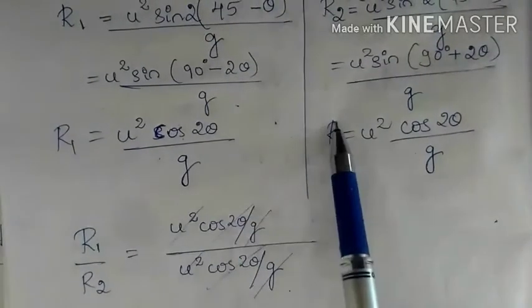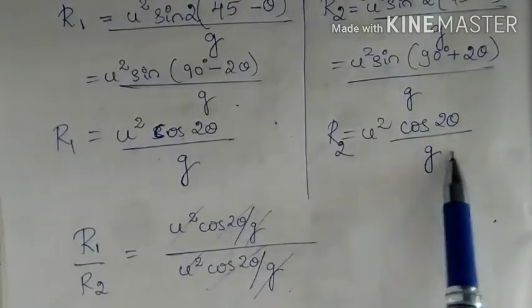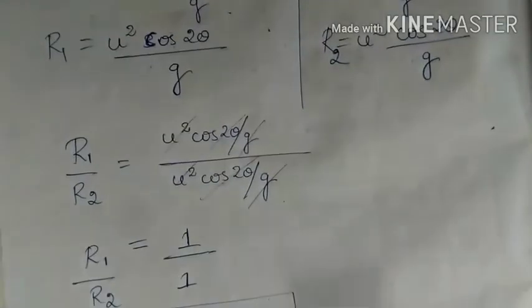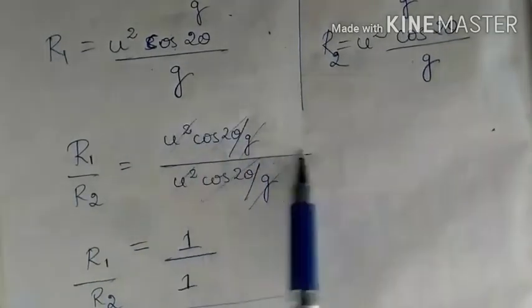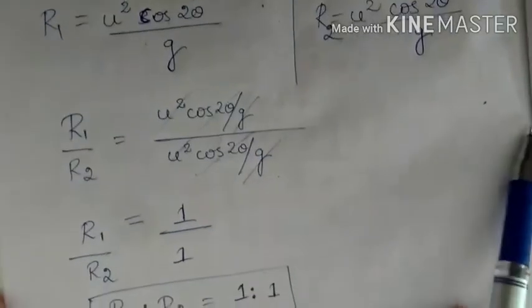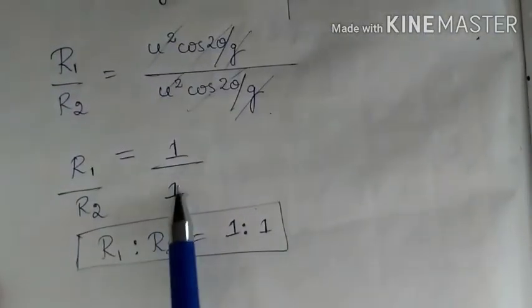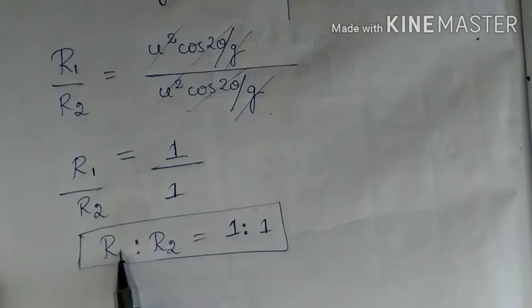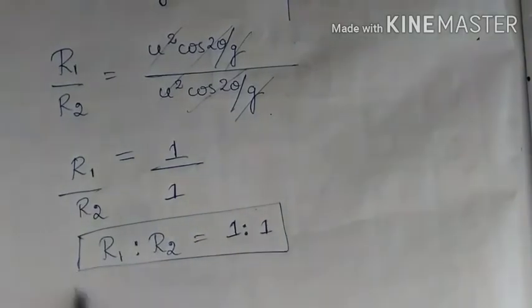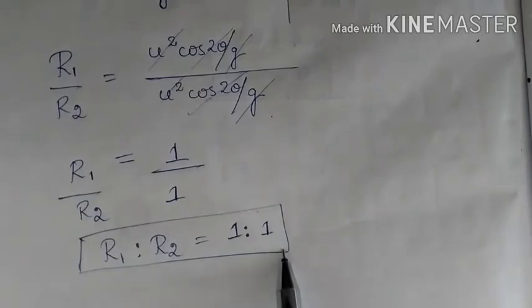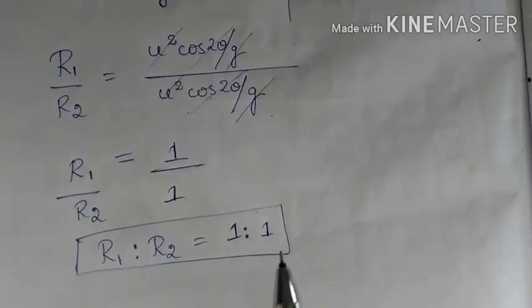g. So here it is u square cos 2 theta divided by g. So if you take the ratio of R1 by R2, the whole term gets cancelled. Then what remains is R1 by R2 is equal to 1 by 1. So that is R1 is to R2 is equal to 1 is to 1. So this is the final solution to question 10.